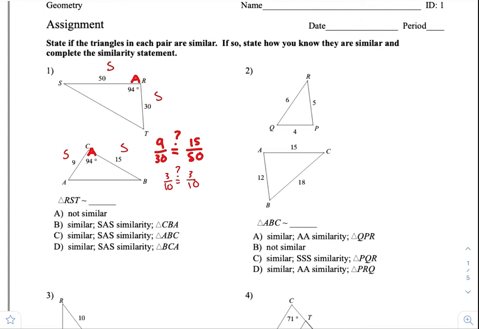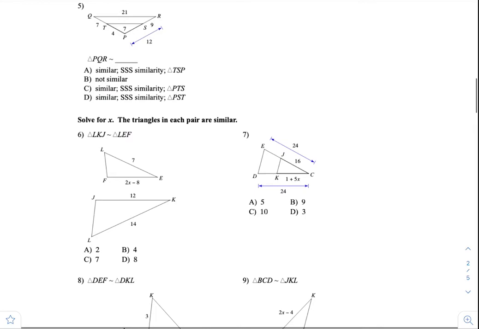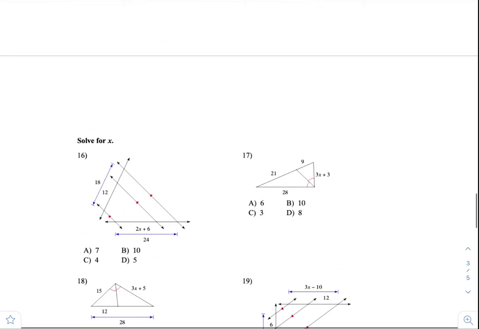And we got RST. So for the other triangle that is also similar, it's C, B, A. CBA. So the answer is going to be B. Let's just check that to make sure, and that is correct.